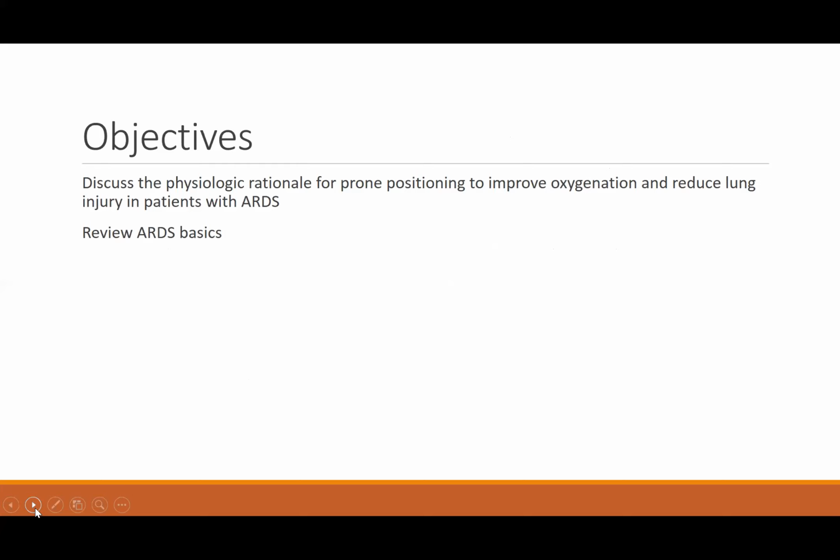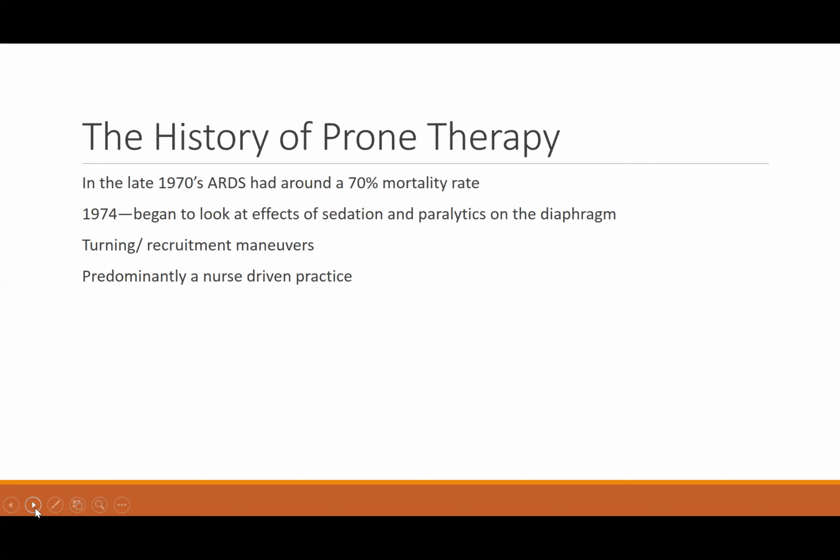All right, so objectives for today, we're going to talk a little bit about the rationale behind prone therapy and prone positioning as it relates to improving oxygenation and reducing lung injury in a particular patient population, and that is patients with ARDS. Before we really get into what happens when we prone people with ARDS, we're going to look a little bit at ARDS just on a very, very basic level. For more information on ARDS, you're welcome to visit a video that will be uploaded shortly that focuses predominantly on the disease process itself and not the treatment of prone therapy.